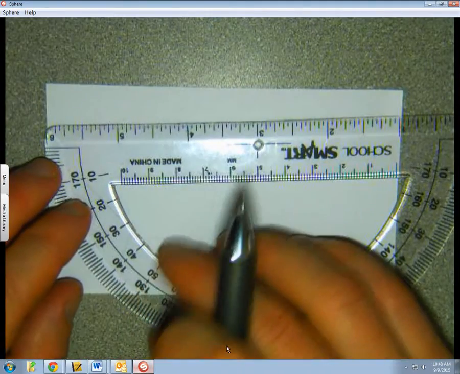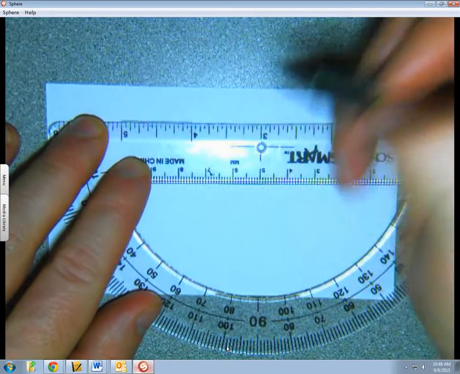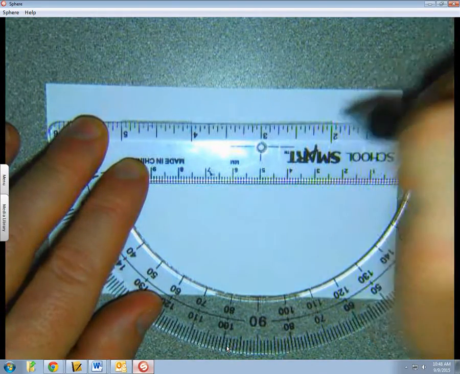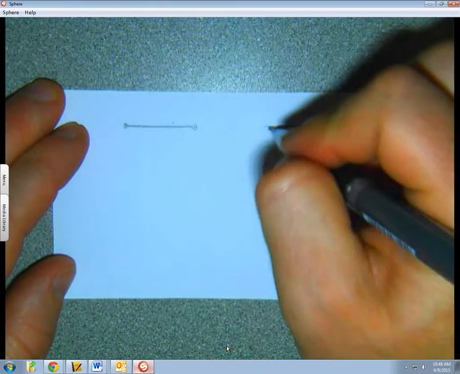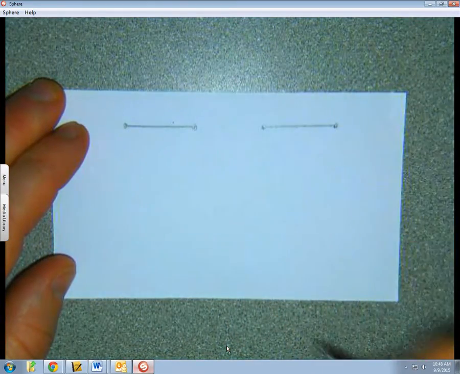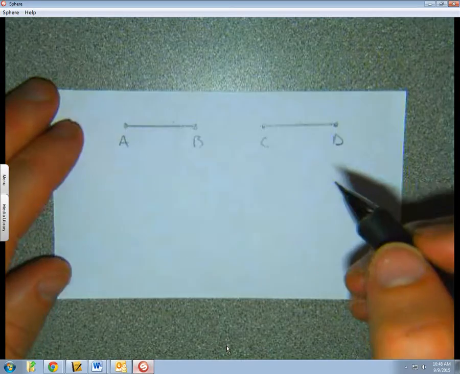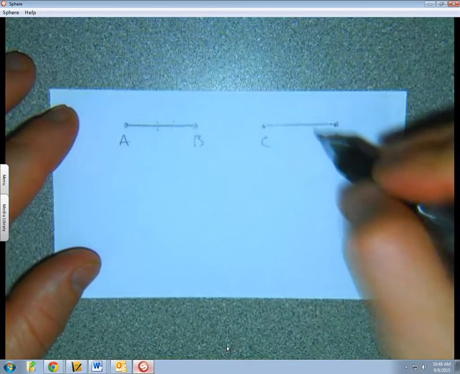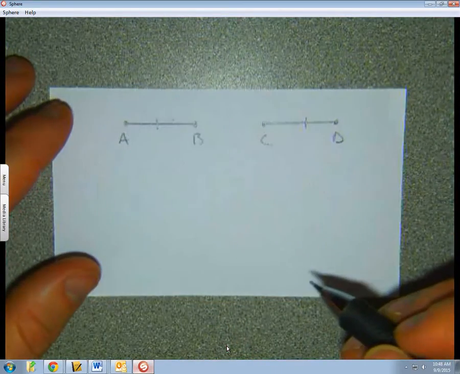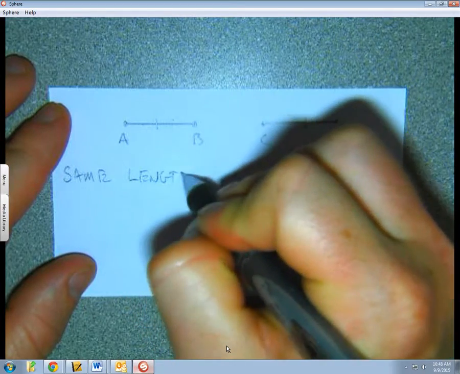We'll do a construction later, but for now I'm just going to draw a line that's an inch long and draw another line that is an inch long. And we'll label them A and B and C and D, and I'm going to mark right here, and what that mark means is they are the same length, and that's what congruent means.